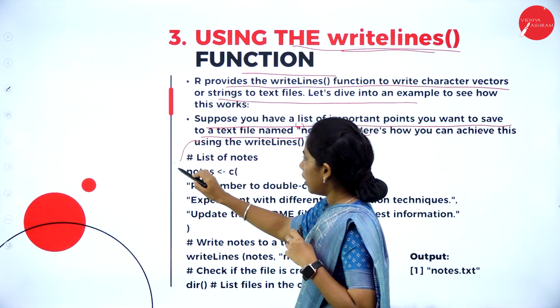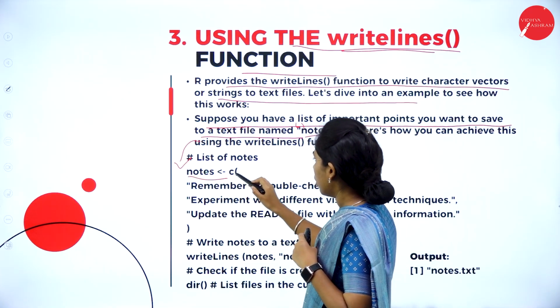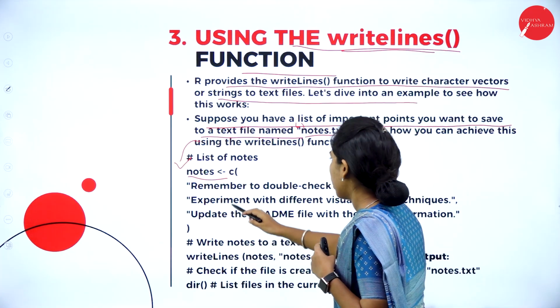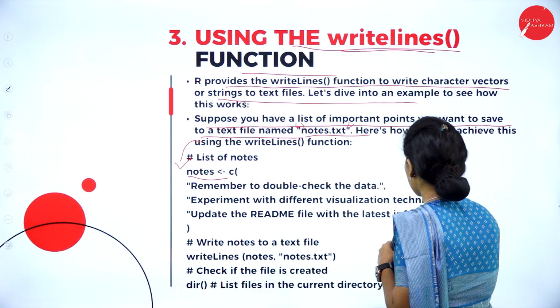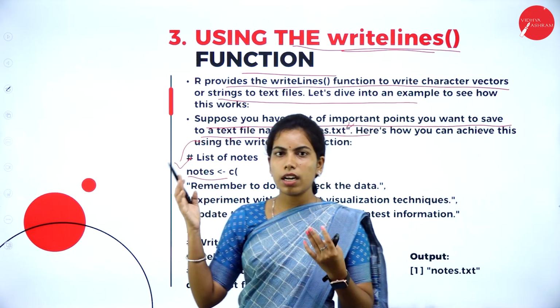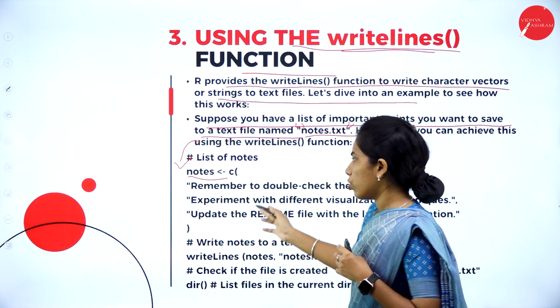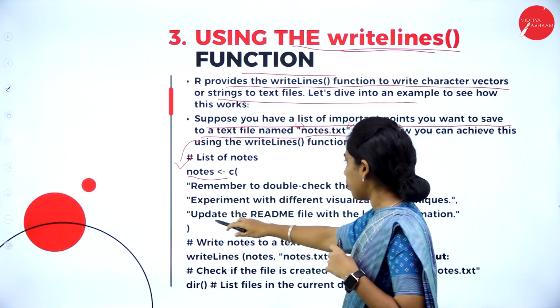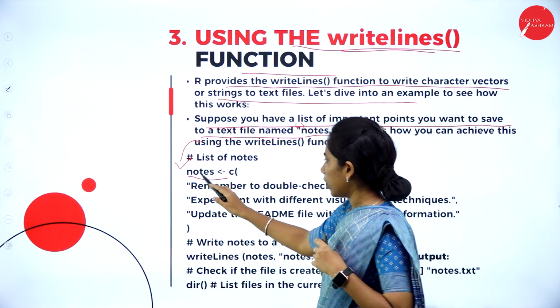So let's illustrate through the R code. For notes, you have to pass whatever notes you have to remember, point-wise. Remember to double check the data. Experiment with a different visualization technique. Any notes, because it's a text file, right? Whatever you wish, you can store the data as string characters. So here 3 points are there. Update the readme file with the latest information. So that is the notes.